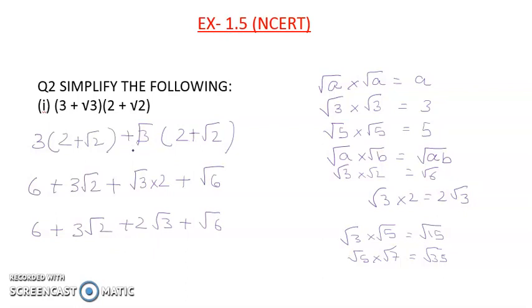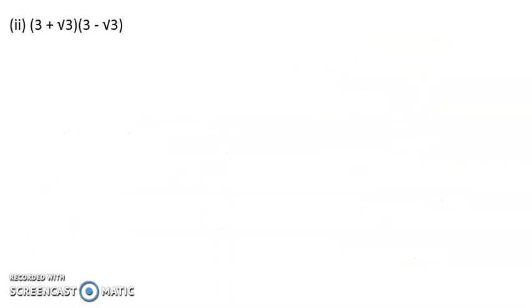Then I will tell you more questions from the same book and we will solve other questions also. Go through it. Any step which you feel is not clear, mark it and then you can ask me. So 6 plus 3 root 2 plus 2 root 3 plus root 6. Using the laws which I have explained we will solve more questions, and it will be more clear, students. Now you can see the next question.